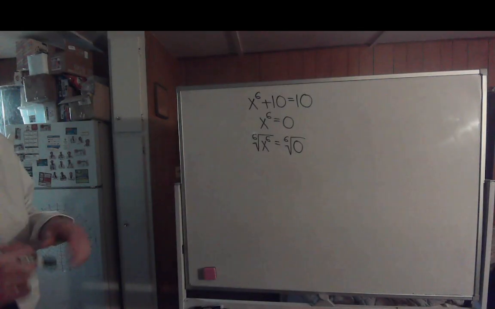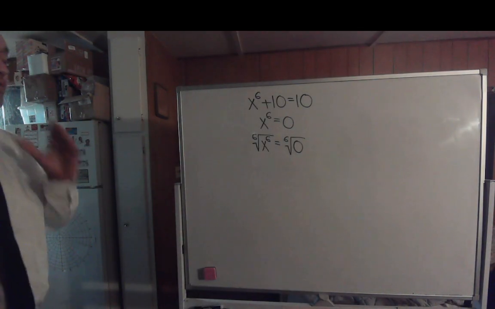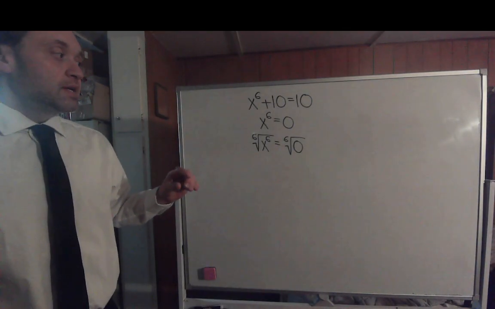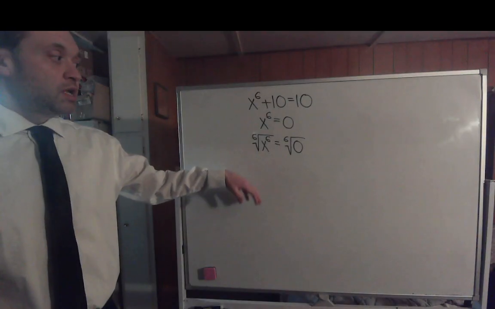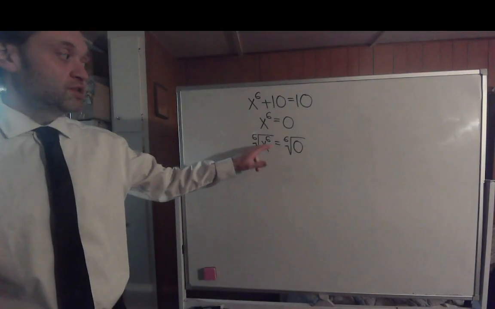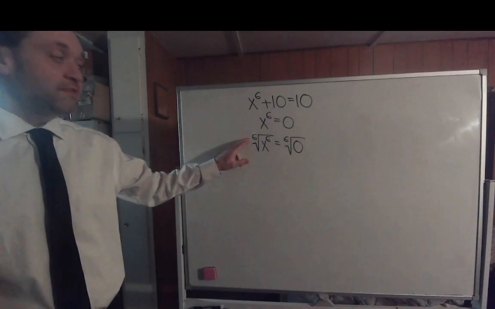Now, if you have 0, okay, so first let's talk about if you have a positive number under the radical in an even root.